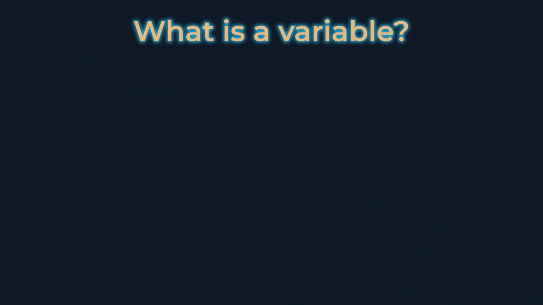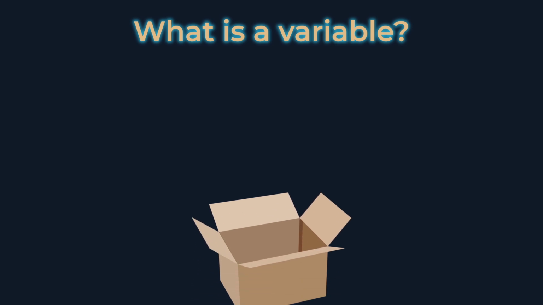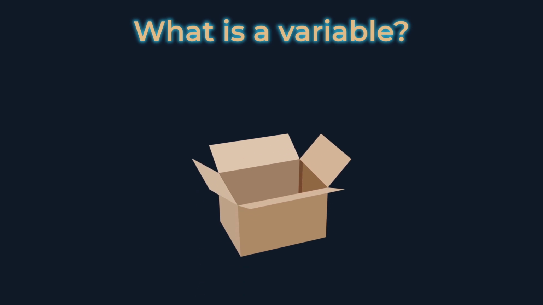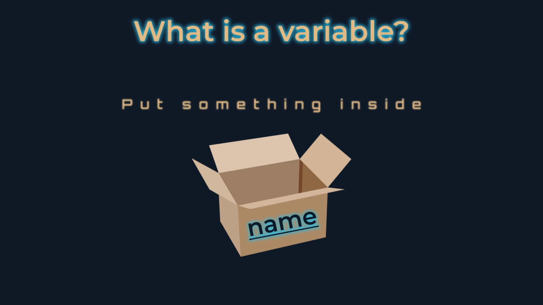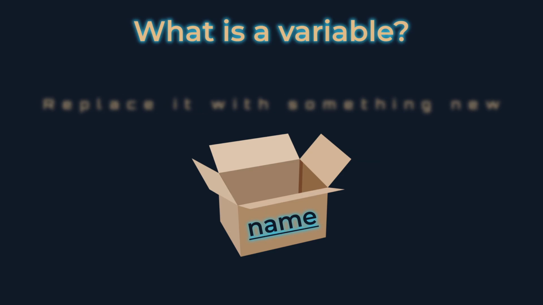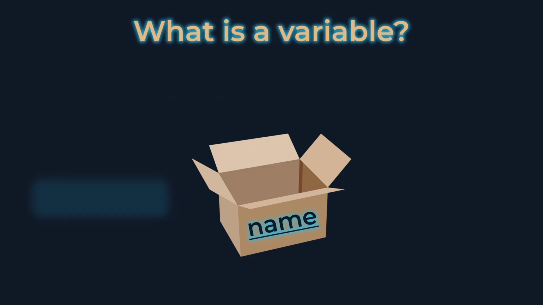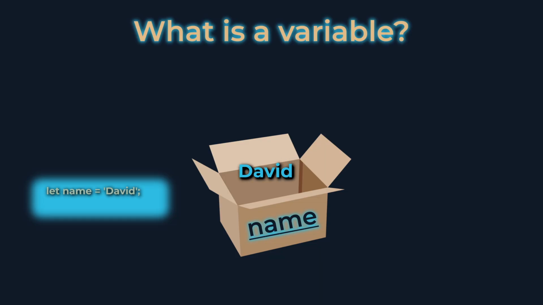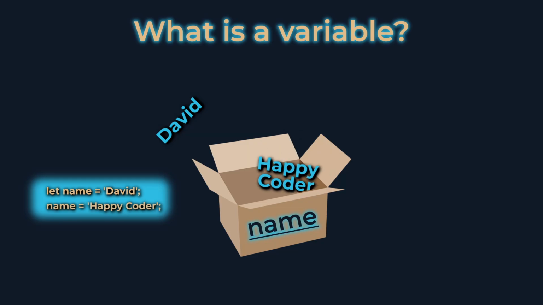First of all, let's see what really a variable is. A variable is like a container that holds a value. Imagine it like a box with a label on it. You can put something inside, take it out, or even replace it with something new. This box is labeled name, and inside we've placed the value David. Later, we can change what's inside, maybe to happy coder.